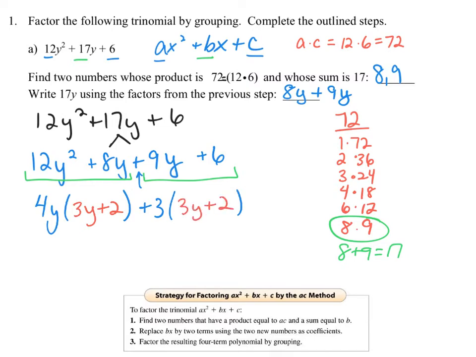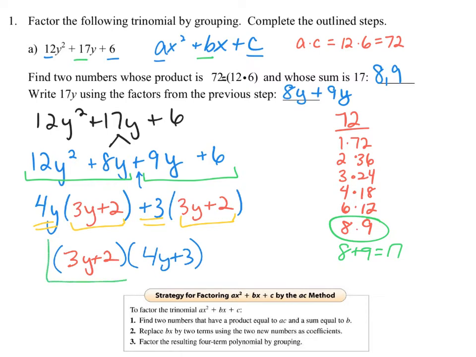Now we've got these two large groups, and notice each large group has that common factor of 3y plus 2. We have 4y times a quantity 3y plus 2 plus 3 times a quantity 3y plus 2. So in factored form, we're taking out that 3y plus 2 that they both have in common, and then what you would have left is 4y plus 3. So the answer to factoring that trinomial ax squared plus bx plus c using the AC method or the grouping method is 3y plus 2 times 4y plus 3.